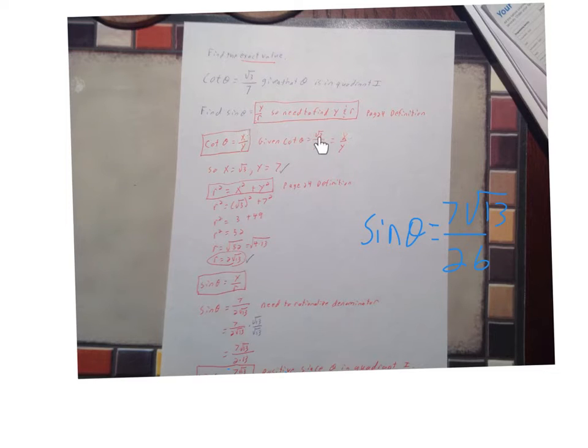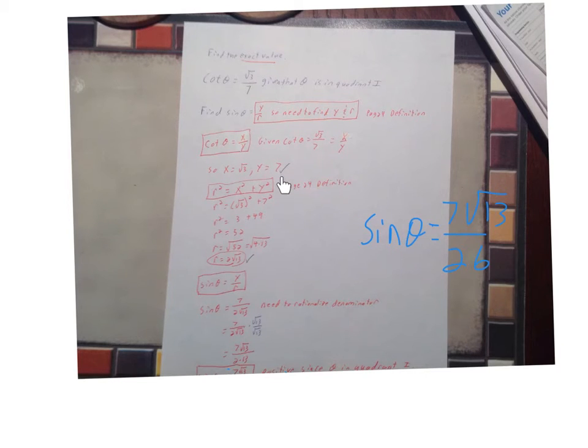Well, if you look here, on page 24 the definition says sine of theta is y over r, so we need to find y and r. Also on page 24, cotan of theta is given as x over y, and cotan of theta up here is square root 3 over 7, so x is square root 3 and y is square root of 7.